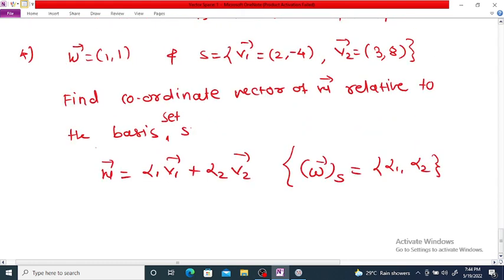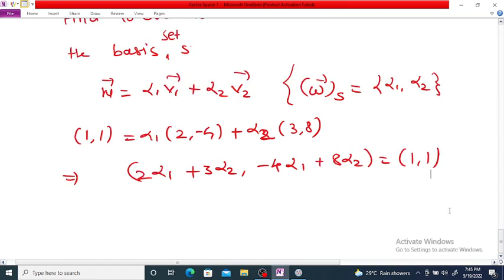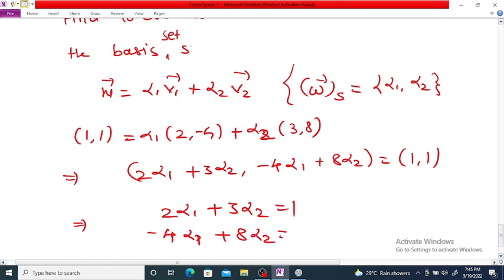So W bar is equal to (1, 1), and alpha 1, the first vector is (2, -4), the second vector alpha 2 is (3, 8). So if we simplify this, we get 2 alpha 1 plus 3 alpha 2, and minus 4 alpha 1 plus 8 alpha 2 is equal to (1, 1). So now if we equate the LHS and RHS, 2 alpha 1 plus 3 alpha 2 is equal to 1, and minus 4 alpha 1 plus 8 alpha 2 is equal to 1.